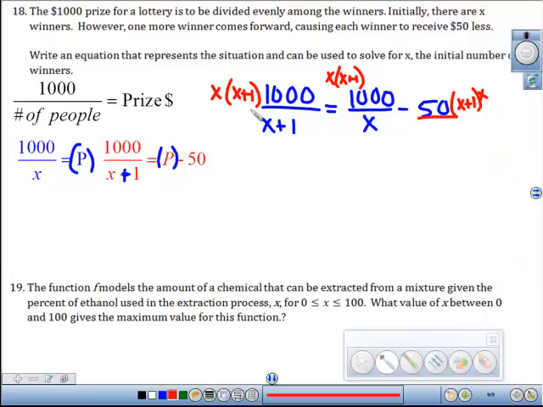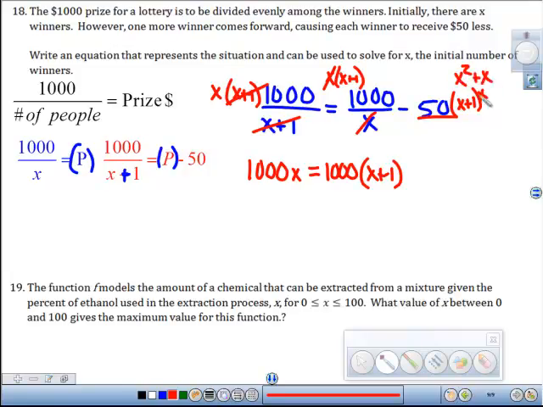Okay, now what we're going to do is just kind of clean up a couple things. So this x plus 1 will divide out with this, and so we're left with 1,000 times x. That's on that side of the equation. Then this x will cancel out with that x, so I'm left with 1,000 times x plus 1. And then over here, I've got to multiply everything. So I'm just going to do this, x squared plus x. That's what the red is right here.